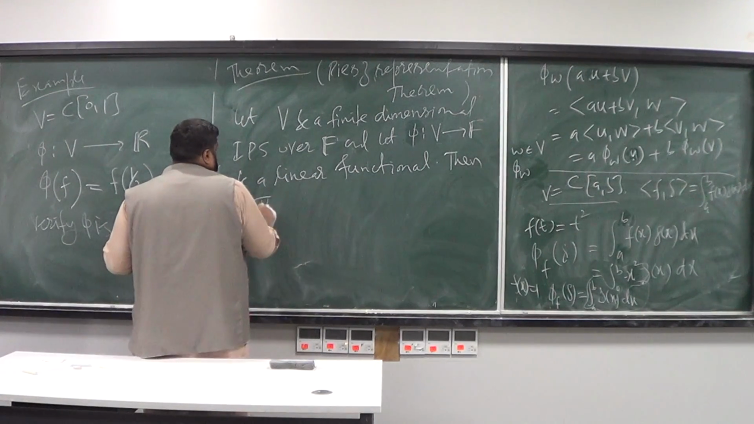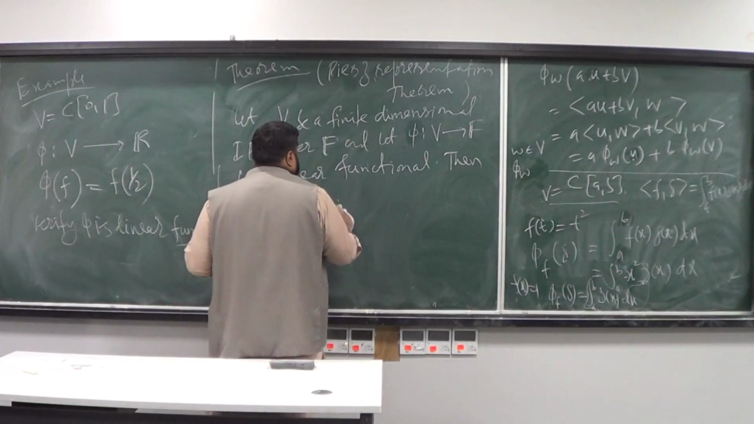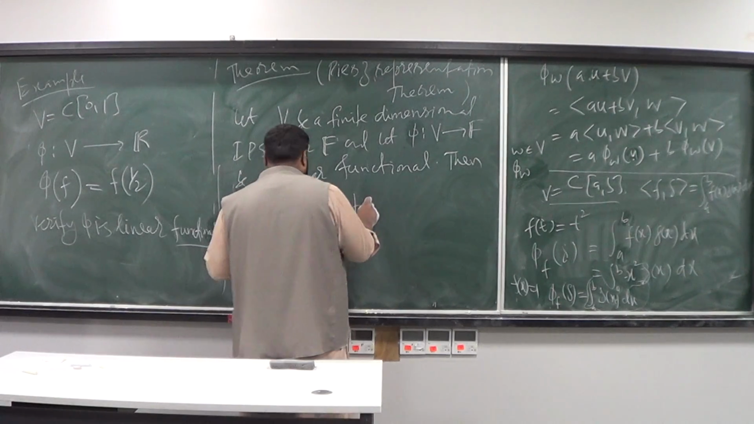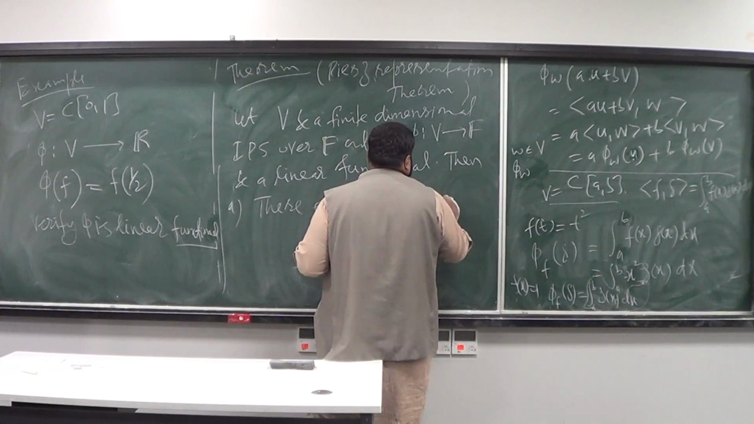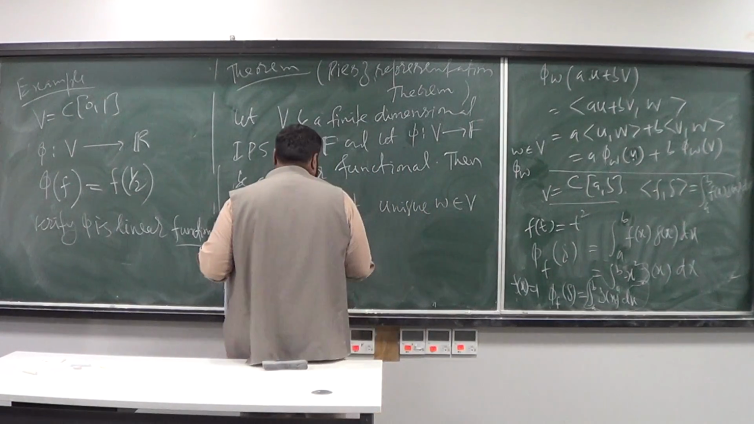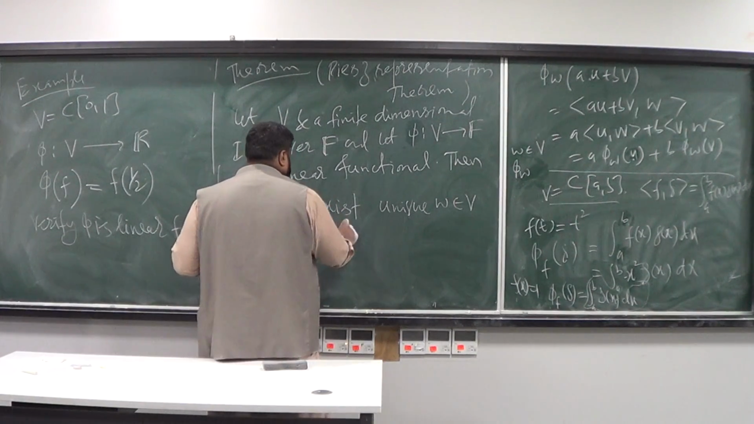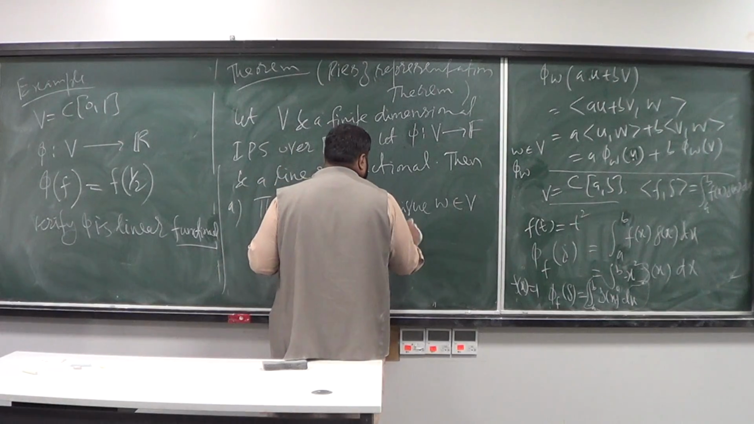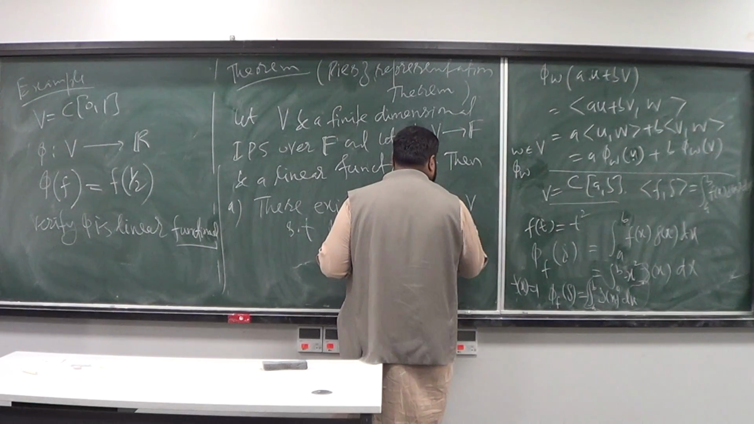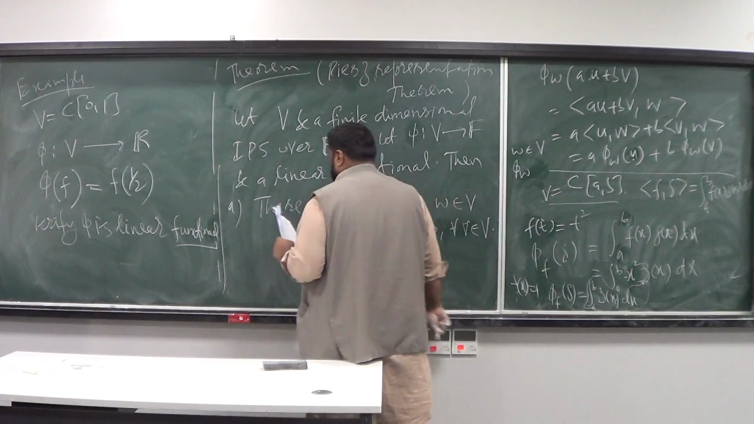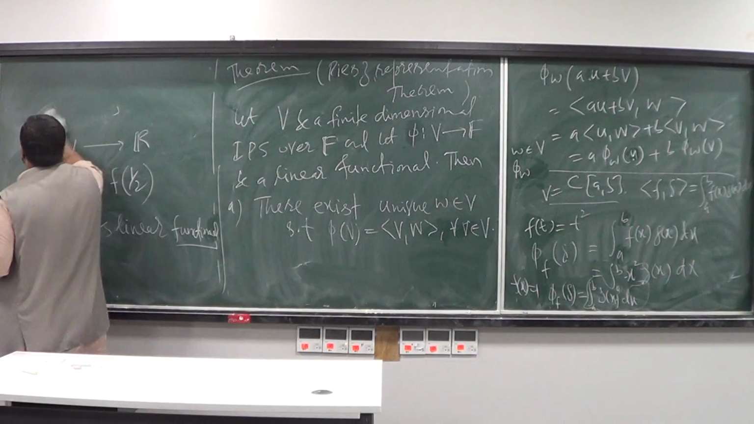Number one, for every linear functional phi, I can find a unique w in V such that phi of v equals the inner product of v and w for all v in the inner product space V. So you have to keep something interesting.